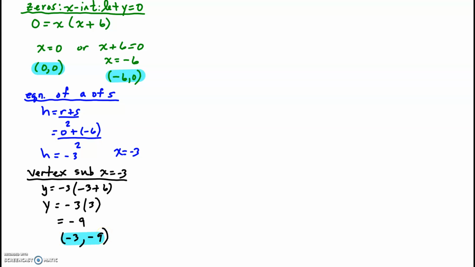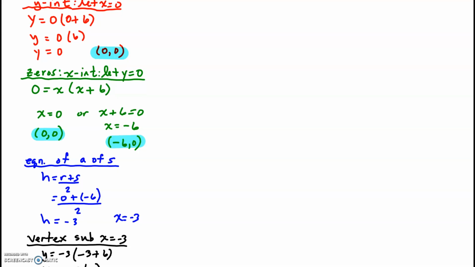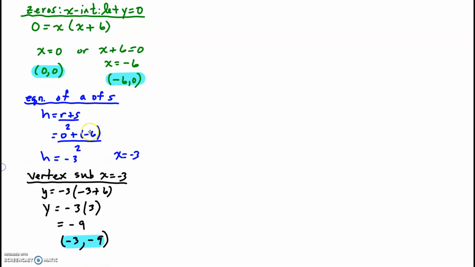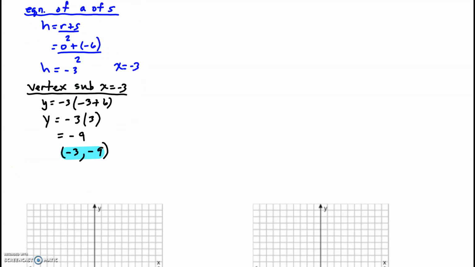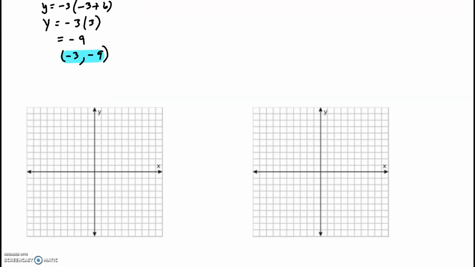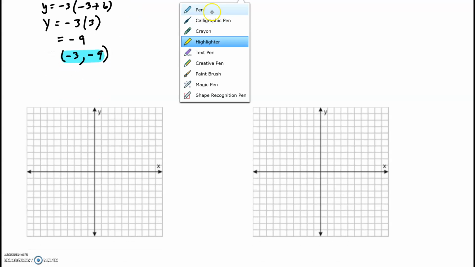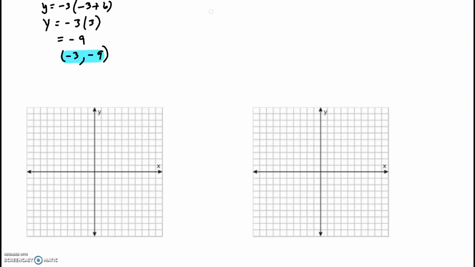So we did our 4 things. We found our y-intercept, our zeros, our equation of axis of symmetry, which helps us get the vertex. And now we're going to graph that. So we have, again, no scale. We have to make our own scale. All of our values are smaller this time, so we can just count by ones on both the x and the y. I'm going to pause the video, fill in my scale. When I come back, it'll be ready to go. All right, here's my axis all scaled and ready to go. Let's get our first points.